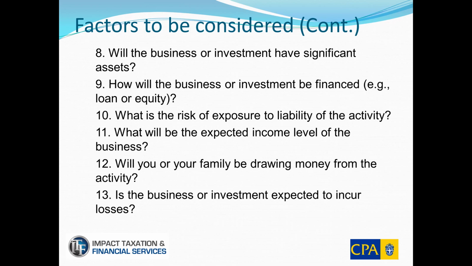Okay, number 11, what will be the expected income level of the business? Normally, if your income is going to be, say, for example, 10K, 20K as a sole trader business, then maybe it's not a good point to set up a company or family trust structure, because first of all, it's going to be very expensive to set up, and then you're not going to have a lot of advantages on the tax saving because your income is quite low already.